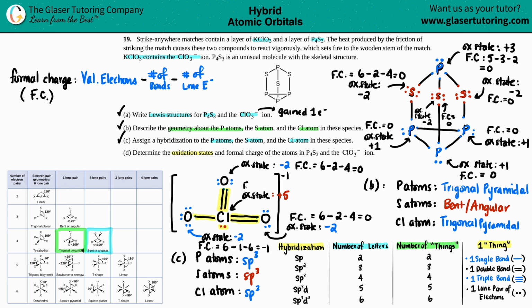And then we'll do it for the chlorine. Valence electrons for chlorine is 7 minus 1, 2, 3, 4, 5 bonds minus 2 lone pairs, or 2 dots. 7 minus 5 minus 2 is 0. And finally, we are done with this one.